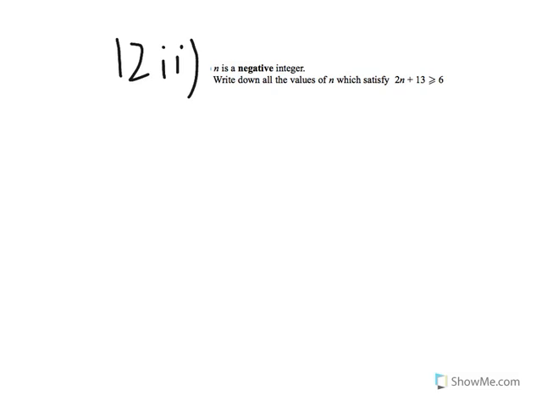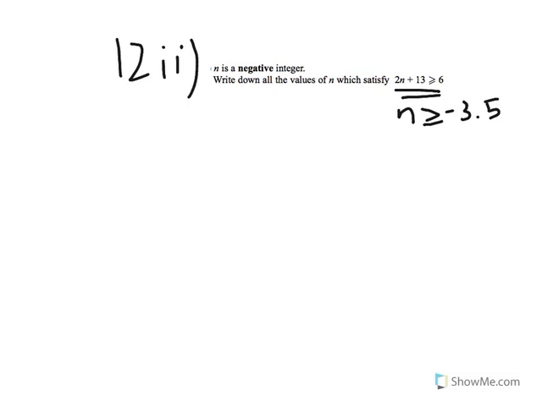All right, question 12.2 is telling you that n is a negative integer. An integer is just a whole number like 1, 2, 3, but in this case it's negative, so it's negative 1, 2, 3, and so on. And write down all the values of n which satisfy 2n plus 13 is greater than or equal to 6. Now, when we solved this in the previous part, we got n is greater than or equal to negative 3.5. So n should be greater than or equal to negative 3.5.